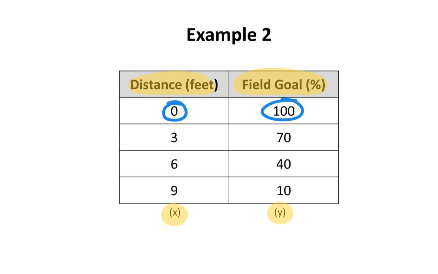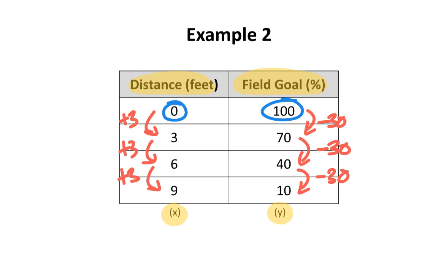However, determining the rate of change is going to be a little bit more tricky. You'll notice the field goal percentage is decreasing by 30 each time. Meanwhile, your distance from the net is increasing by 3 each time. Now, many of you may say that the rate of change is a decrease of 30% for every 3 feet. However, this wouldn't be the most accurate statement.